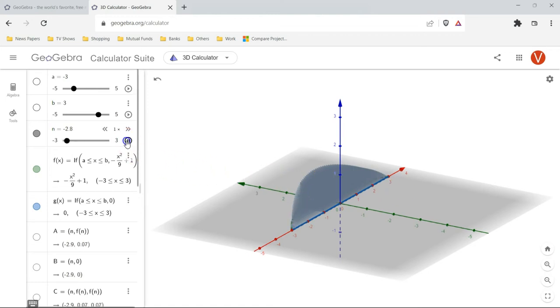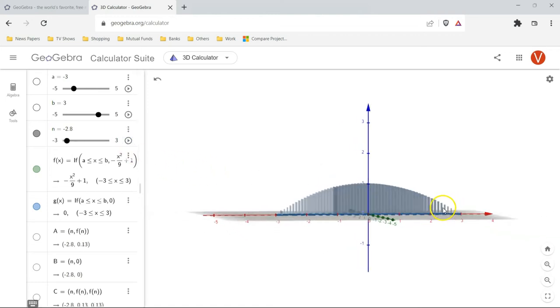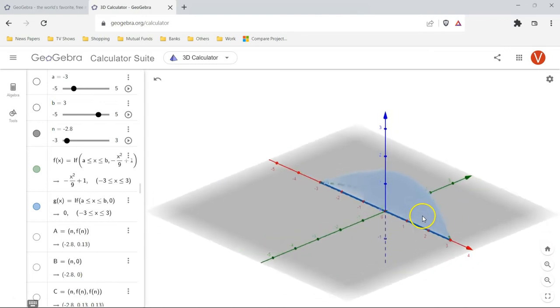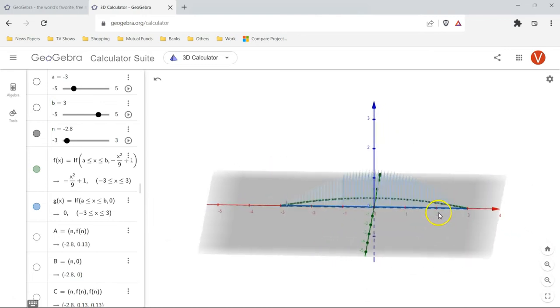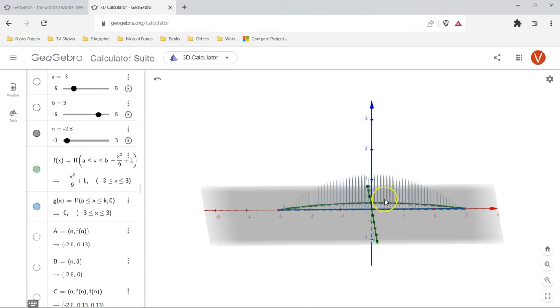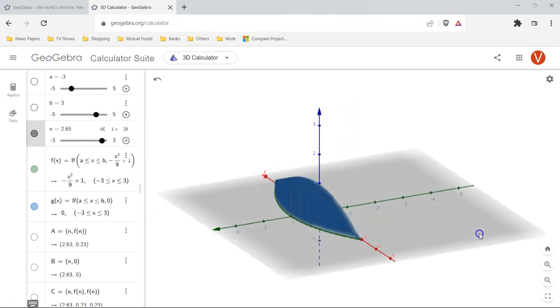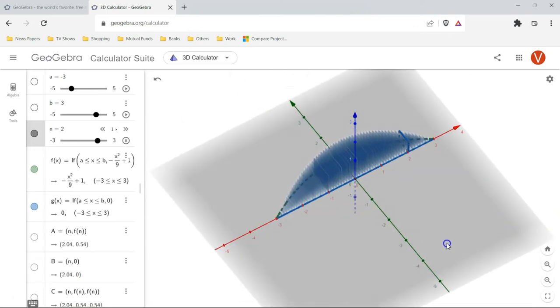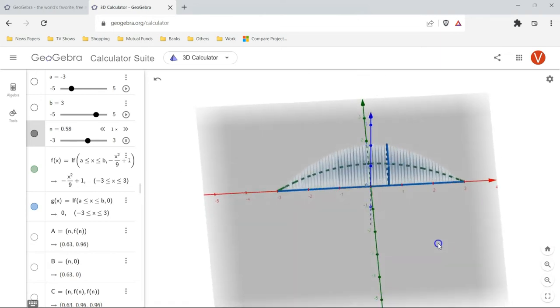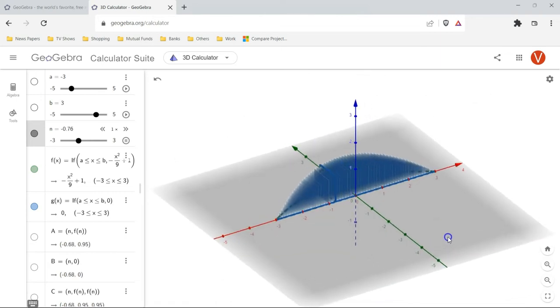We have to figure out the volume of this figure. And if I rotate it, you can actually see each of those individual squares. So the volume of this figure we have to figure out. And we know how we can do that by using integration.